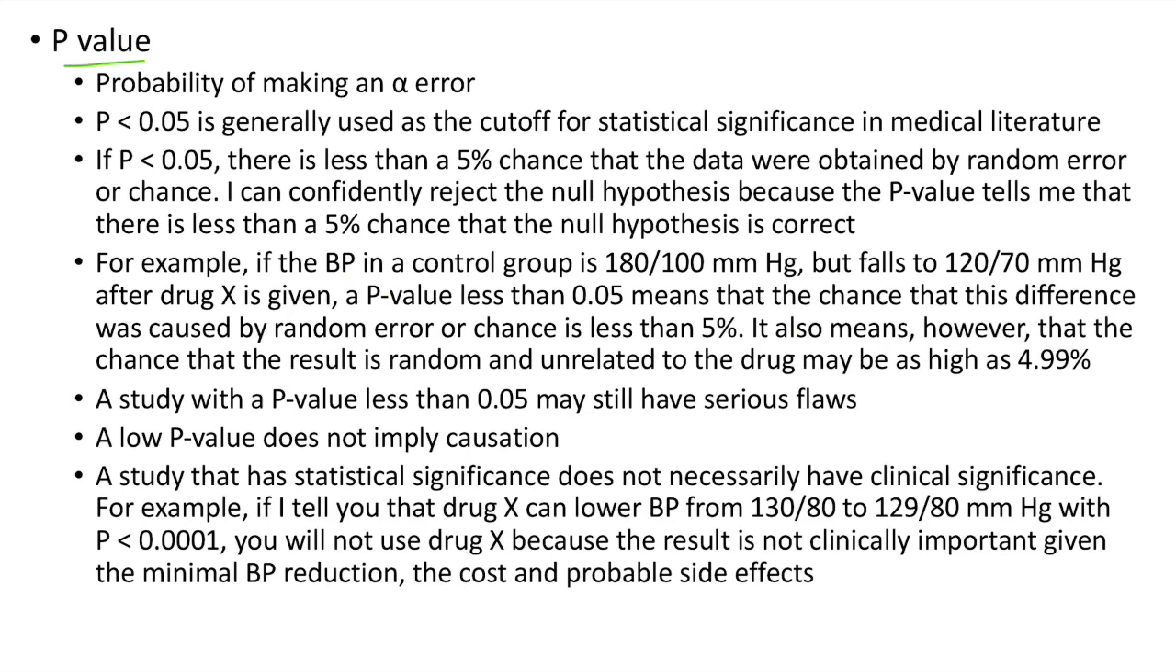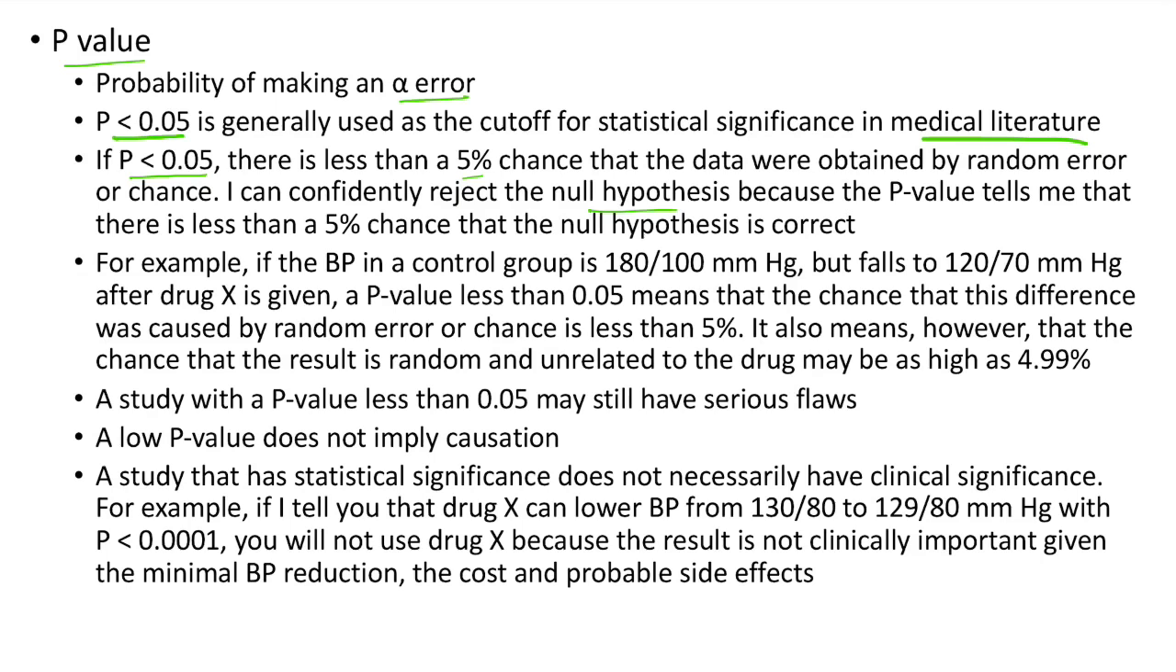It is the probability of making a type 1 error or alpha error. P less than 0.05 is generally used as the cutoff for statistical significance in medical literature. If P is less than 0.05, there is less than 5% chance that the data were obtained by random error or chance. I can confidently reject the null hypothesis because the p-value tells me that there is less than a 5% chance that the null hypothesis is correct.